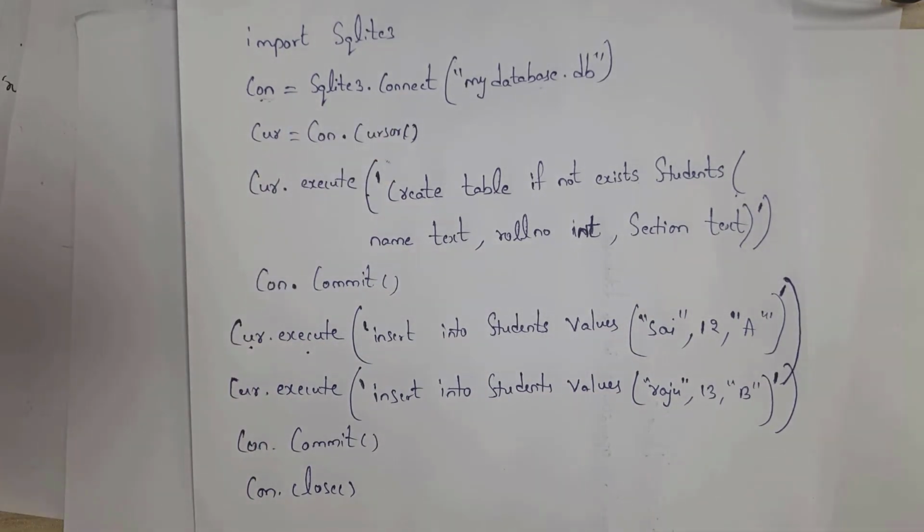By using connect method, we can connect to database. If database is not present, it will create database and it will connect to the database. But if database is already present, then it will connect to the database. This is use of connect method.